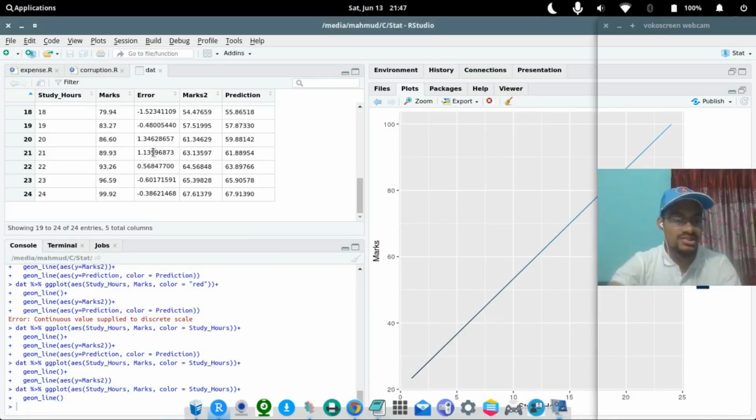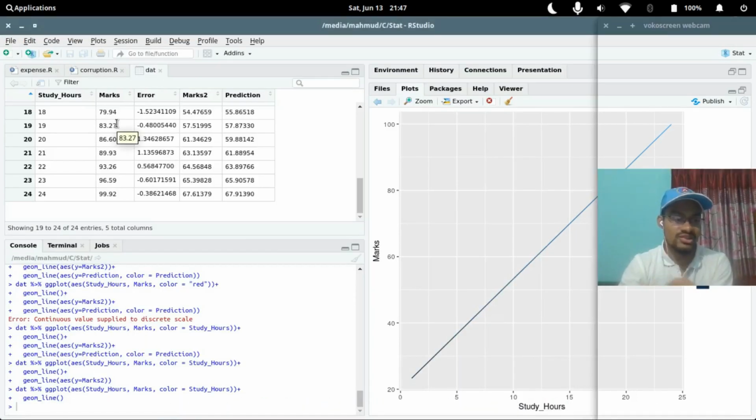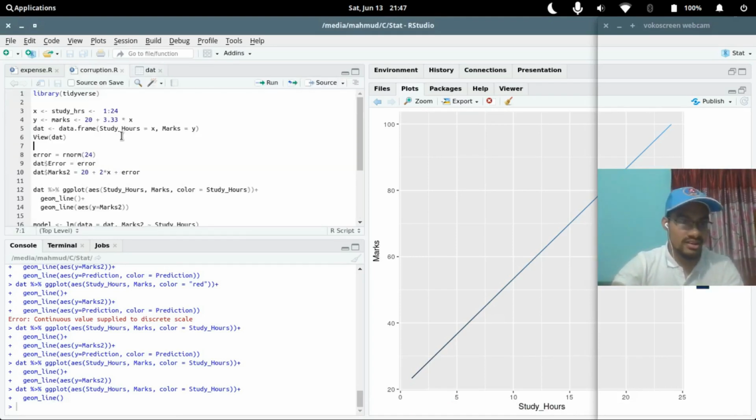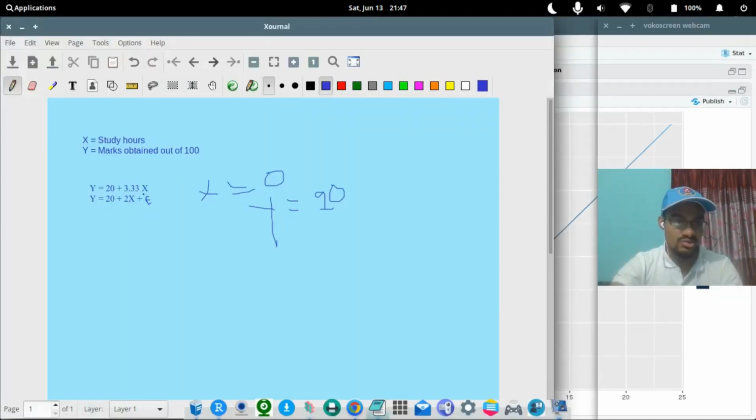Okay, so this is how mathematics deals with the scenario. The more a student studies, the more marks he or she gets, using this simple equation: y equal to 20 plus 3.33x. If we know how many hours a student studies, we can exactly tell how many marks he will get. Unless we make an error in our calculation, we'll exactly know how many marks the student will get.